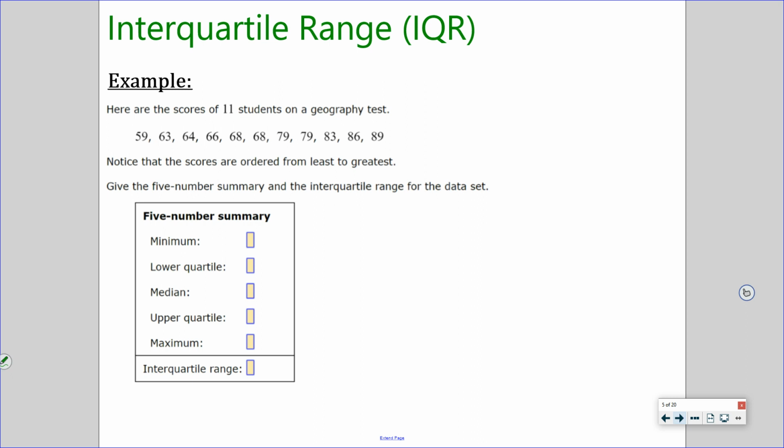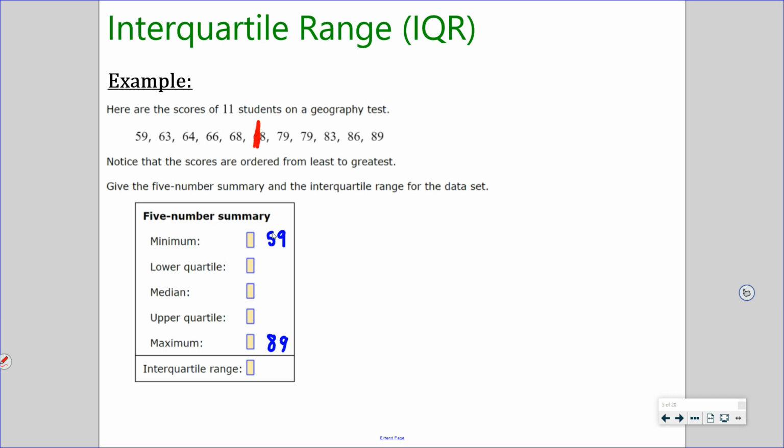So here are scores of 11 students on a geography test, ranging from 59 to 89. Notice that the scores are ordered from least to greatest. Thanks, ALEKS. Give the 5-number summary and the interquartile range. So they want us to find the min, max, median, lower quartile, upper quartile, and then that'll allow us to calculate the interquartile range. All right, you guys can just shout it out. What's the minimum? 59. Thanks, Allison. 59 is the lowest score. Maximum? 89. Good.